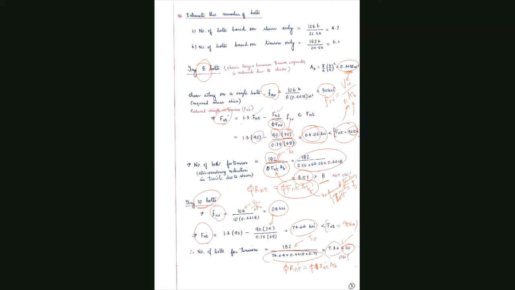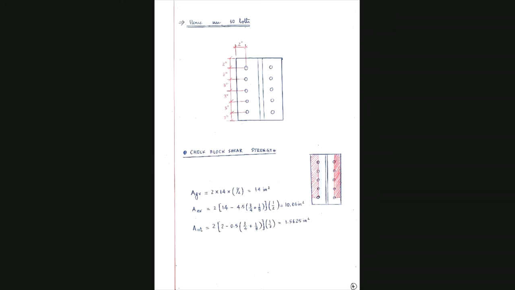So we use 10 number of bolts following edge distance as well as the spacings. Now since it is subjected to tension as well as shear, we have to still find the capacity. We have to check the block shear strength.